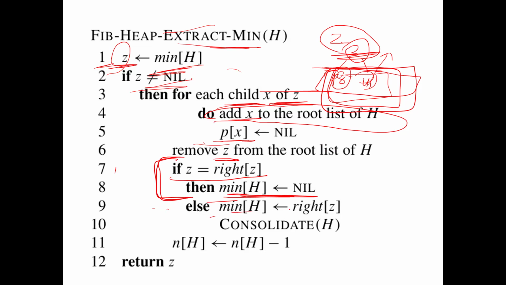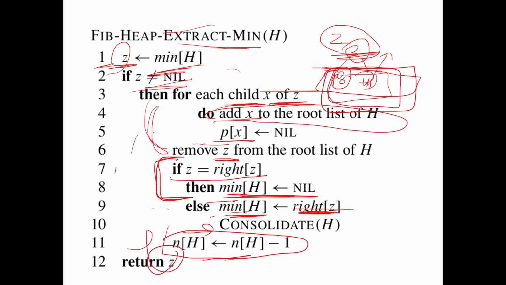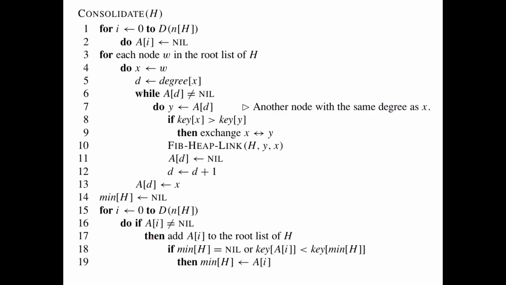Otherwise, what you do is, whichever is to the right of Z, you take any one of the nodes as min of H, and you perform a consolidation operation. And finally, when you come out of this, because you have deleted one node, you reduce the number of nodes in the heap. And finally, you return the node that has been deleted. So this is basically a for loop, which happens here. And then you reduce the number of elements and return.